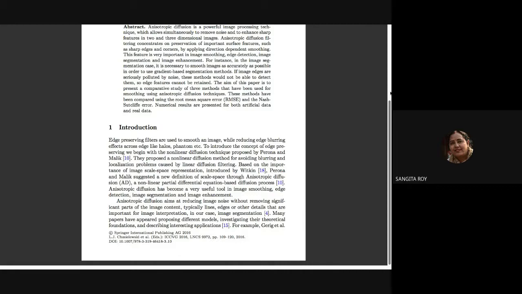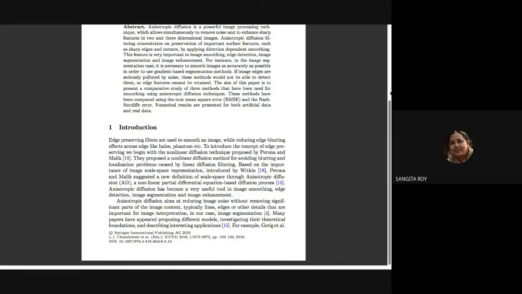It is the original base paper. They proposed a nonlinear diffusion method for avoiding blurring and localizing problems caused by linear diffusion filtering. Based on the importance of image scale space representation introduced by Witkin, Perona and Malik suggested a new definition of scale space through anisotropic diffusion, AD, and a nonlinear partial differential equation based diffusion process.